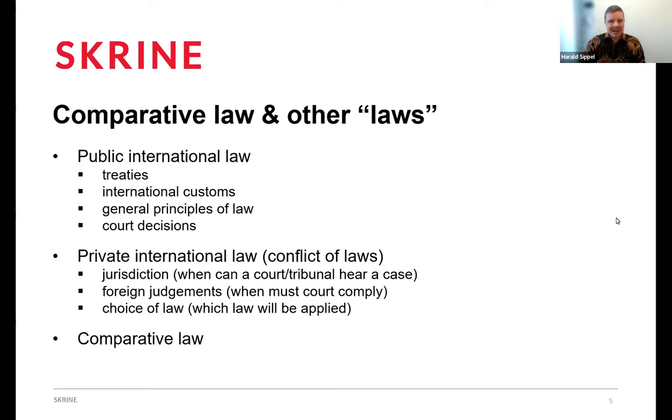And then there is comparative law. So which law is comparative law? We have the above that belongs to public international law and to private international law, but what is left for comparative law? Does anyone have any idea?